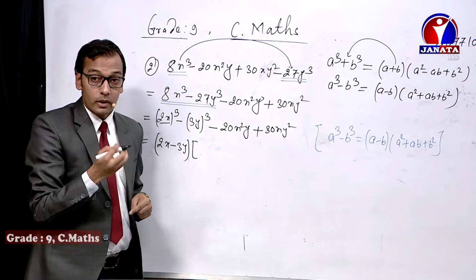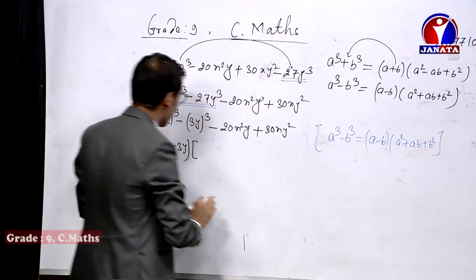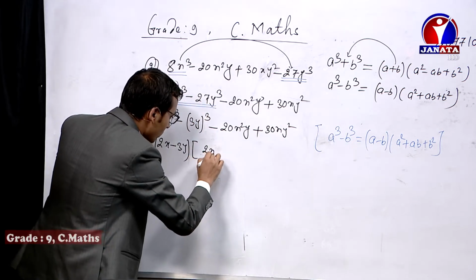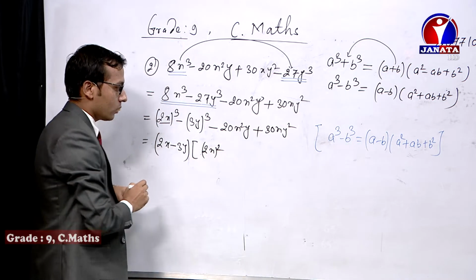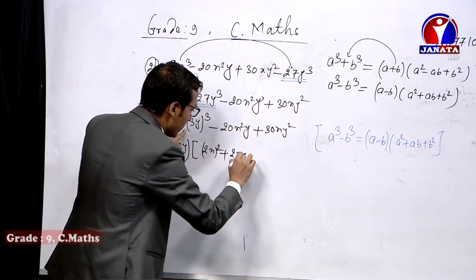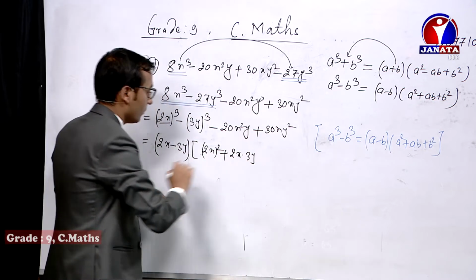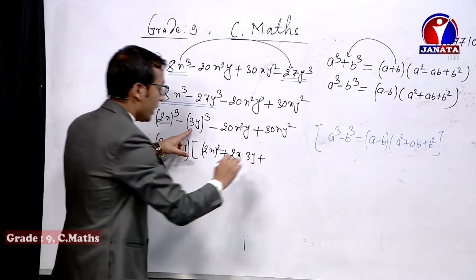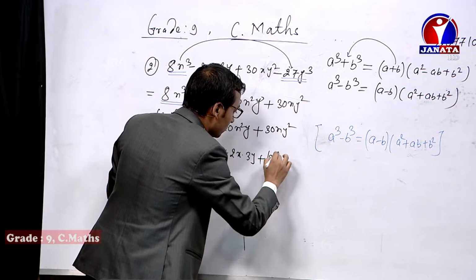A minus b. What is the first term of the second factor? A square. A is 2x, so it's 2x whole square, plus ab. A is 2x times what is b? 3y, plus b square, which is 3y whole square.